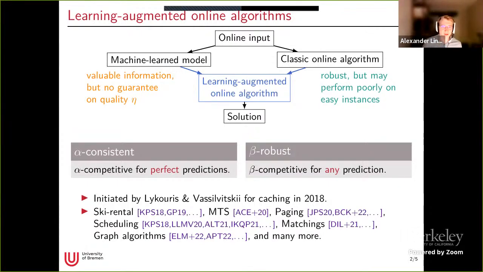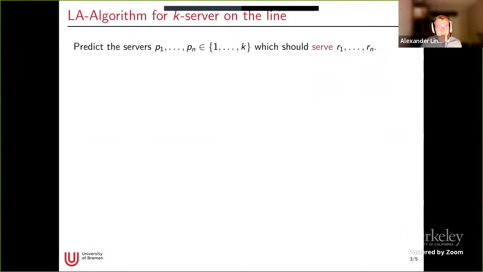But on the other side, we also want our algorithm to still be robust against any input, meaning it should be competitive for any prediction. So this is a very successful framework and a very active research area, and there are new results coming daily for various online problems, but also in other areas of online optimization. Okay, and now we want to apply this framework to our problem.